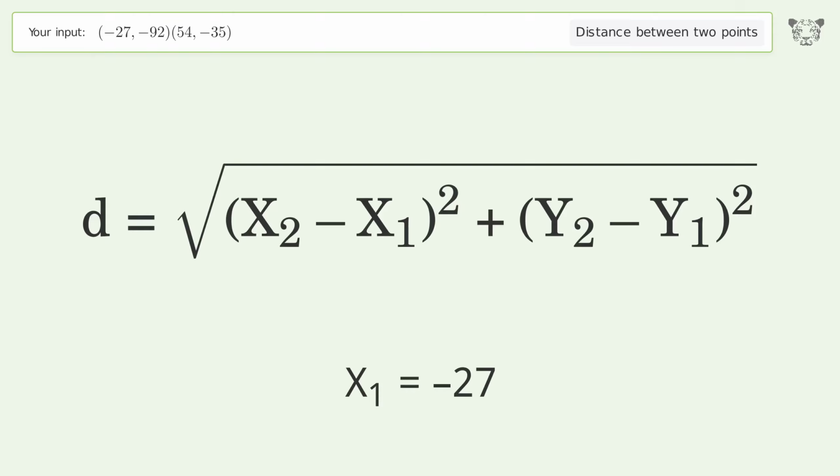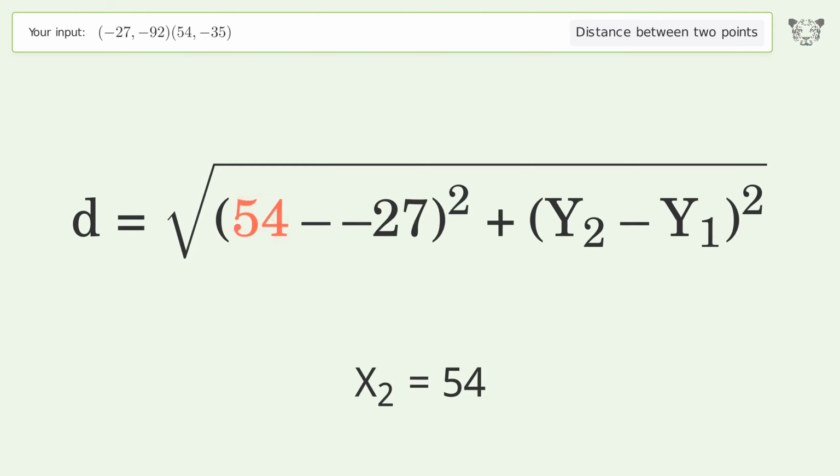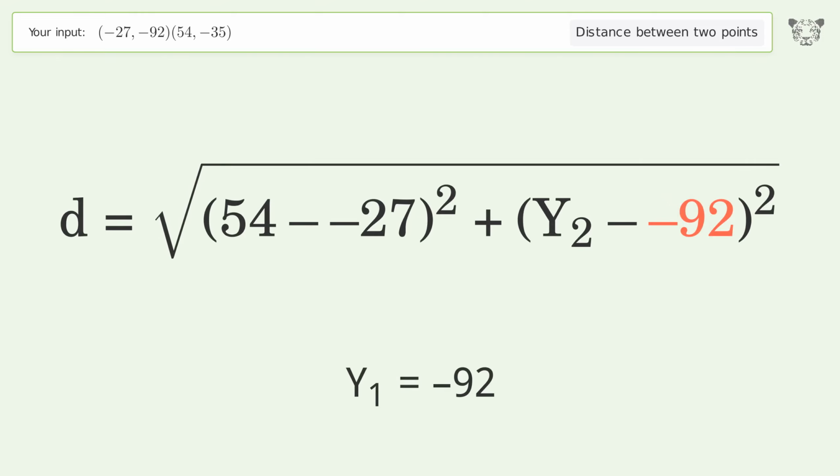x1 equals negative 27. x2 equals 54. y1 equals negative 92. y2 equals negative 35.